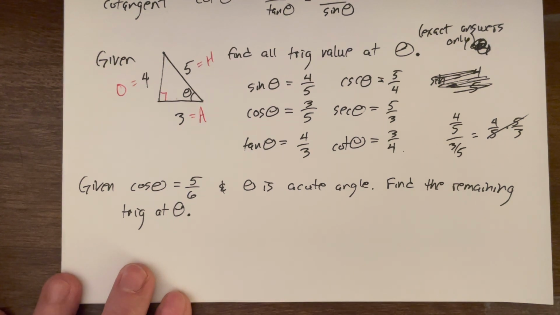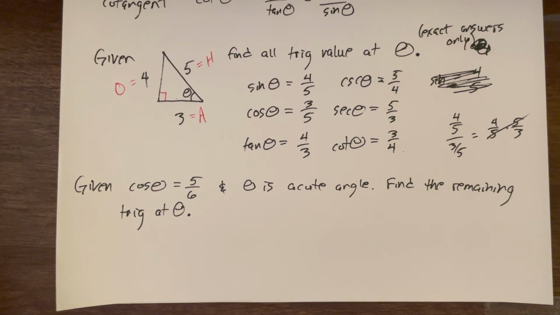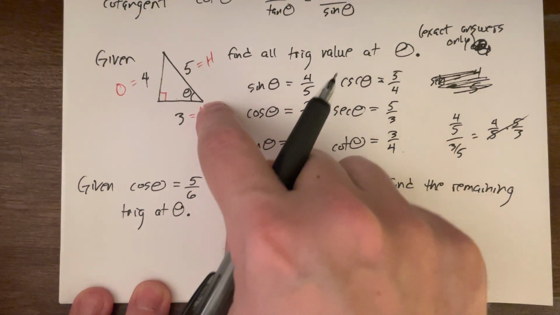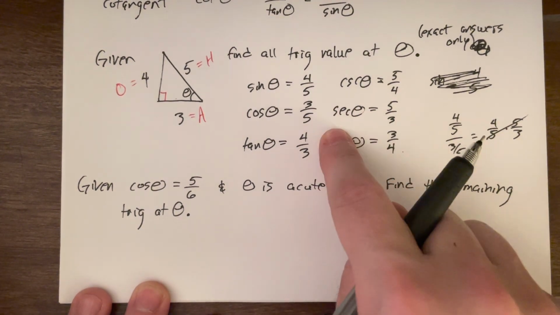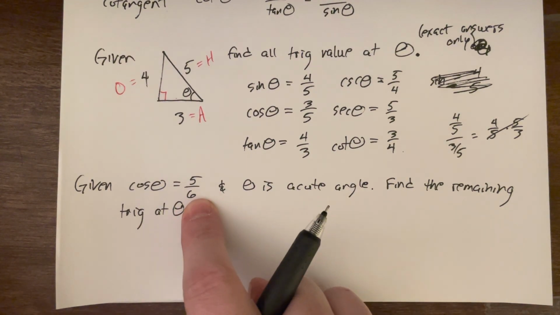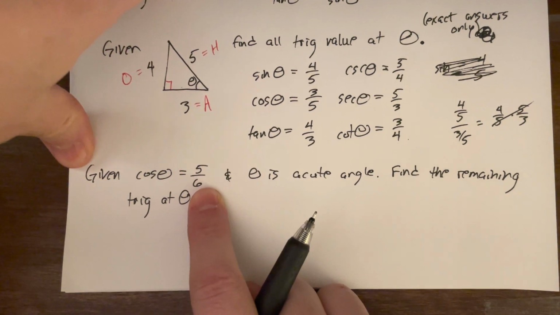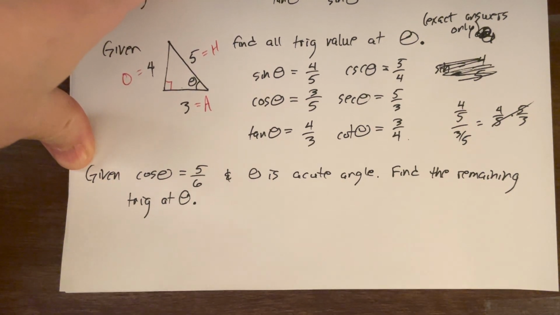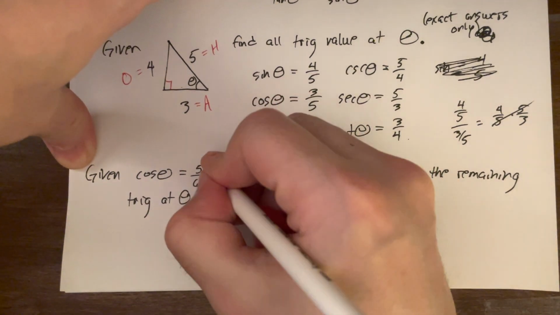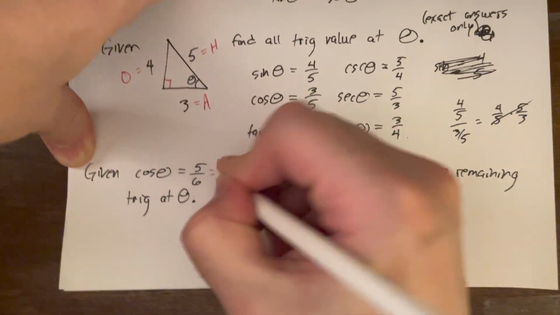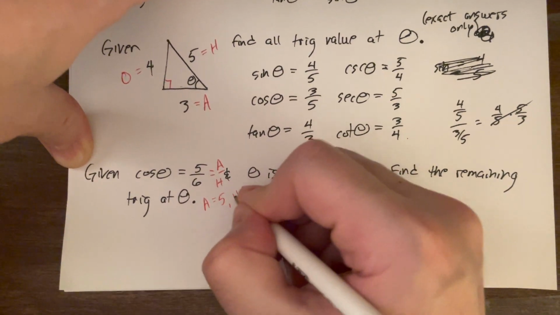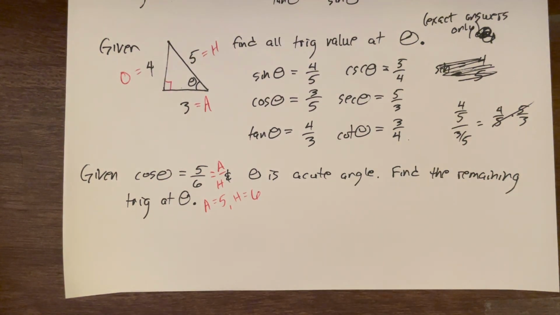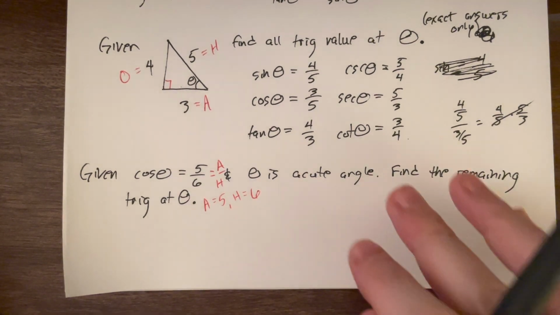But here's the key, everybody. Once you know one trig function, you could always work a little bit backwards, make the right triangle that goes with it, and then turn the rest of the problem into this one. So use this information. How am I supposed to use this information? Well, it's cosine. So I know cosine is adjacent over hypotenuse. Therefore, I know the adjacent side has length 5 and the hypotenuse side has length 6.